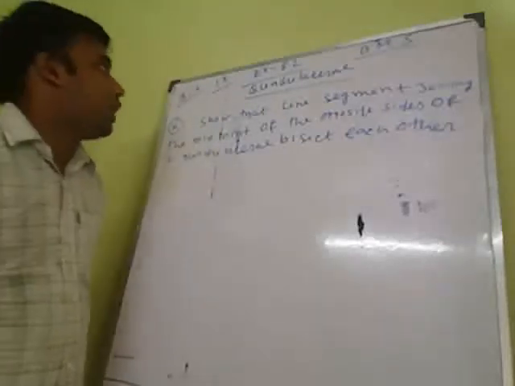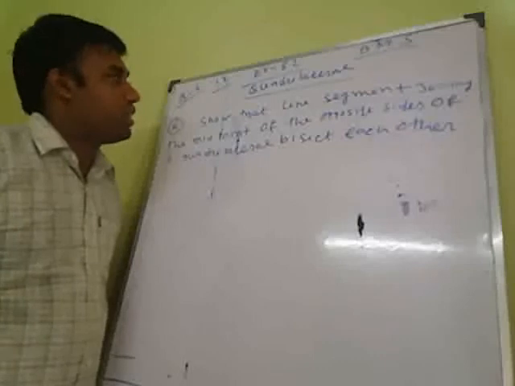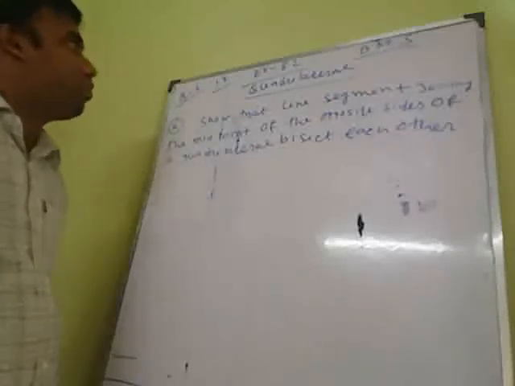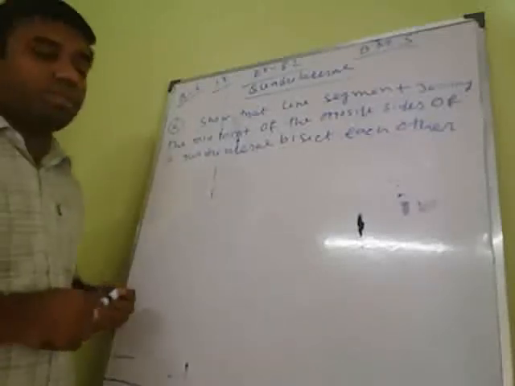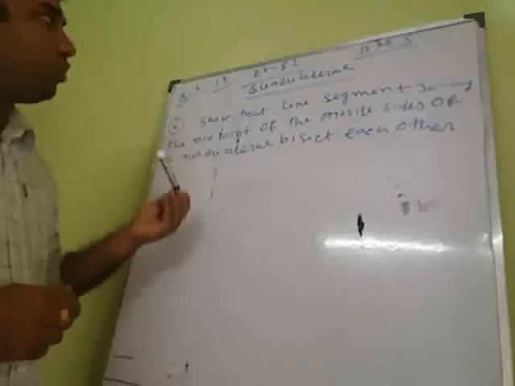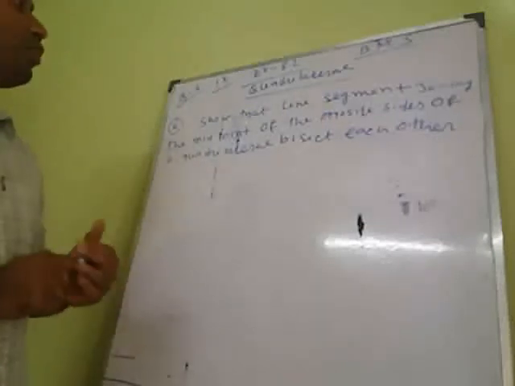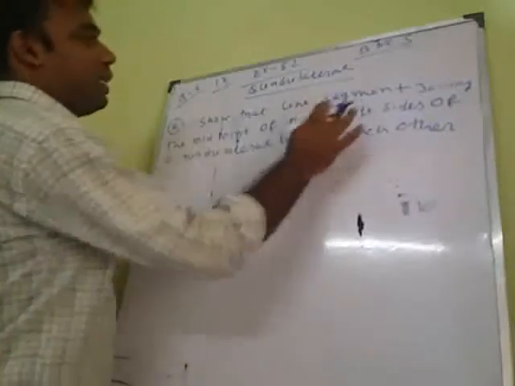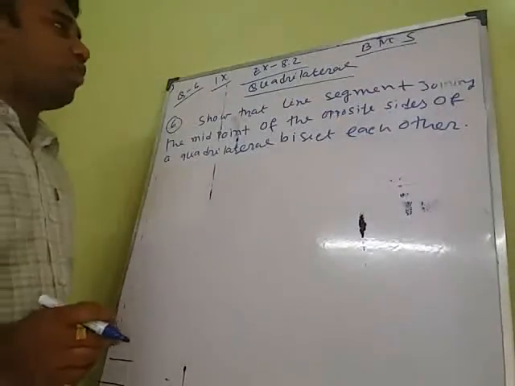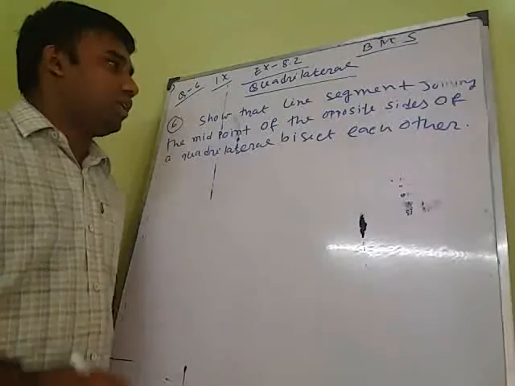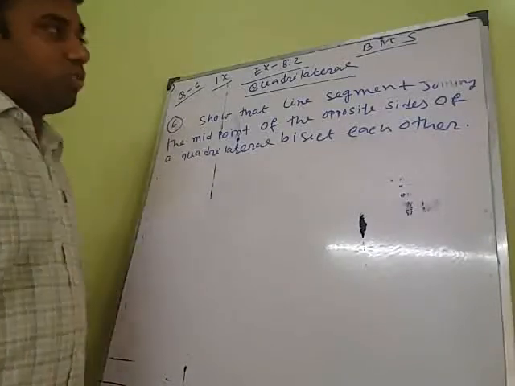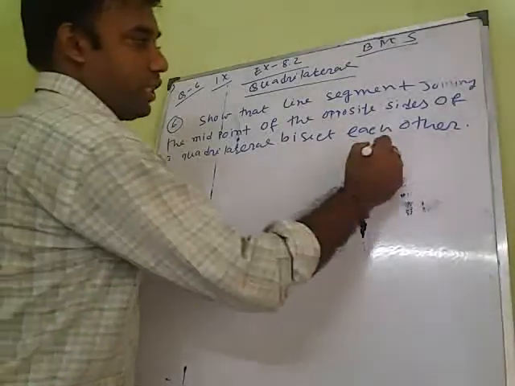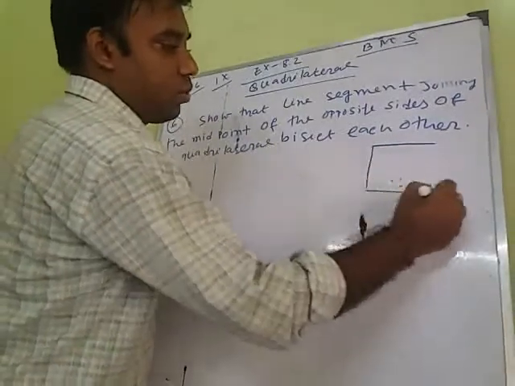Students, today I will solve question number 6 of exercise 8.2, the chapter Quadrilaterals. Previously I have solved question number 5 of exercise 8.2. The question statement is to show that the line segments joining the midpoints of opposite sides of a quadrilateral bisect each other. So according to the statement, draw a quadrilateral.